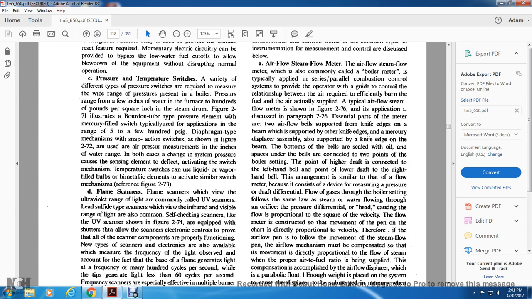Airflow system flow meter. The airflow system flow meter, which is commonly called the boiler meter, is typically added with the series parallel combustion control system that provides the operator with a guide for the control of the relationship between the air required to efficiently burn the fuel and the air actually supplied.